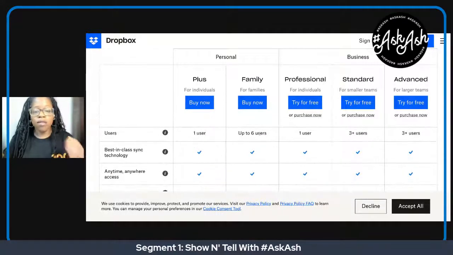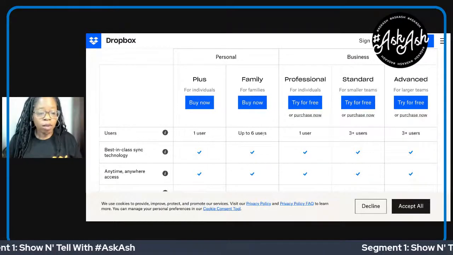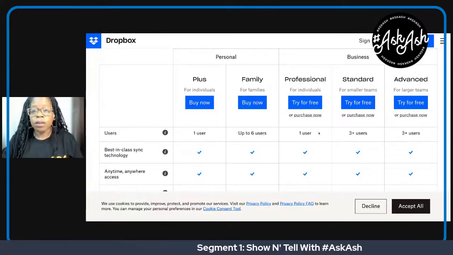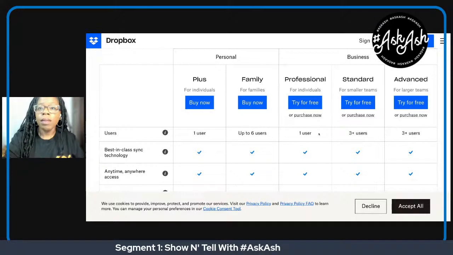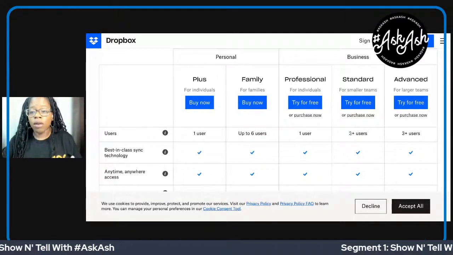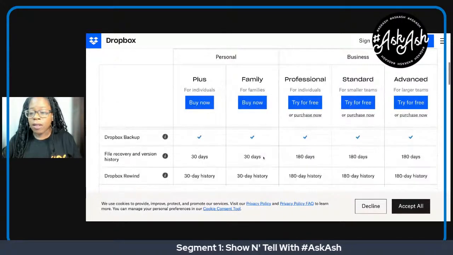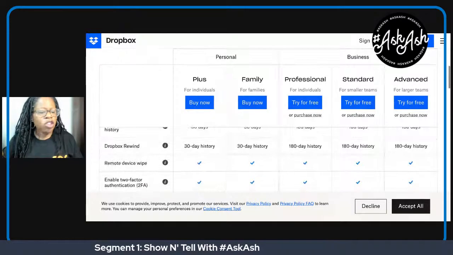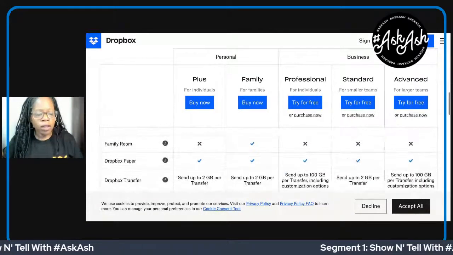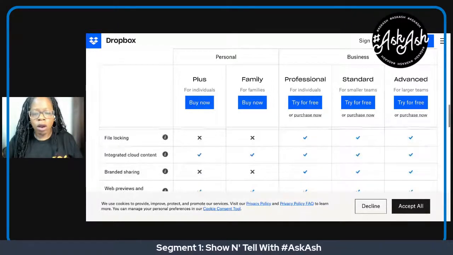Of course, you have the different amounts of users. If it's yourself, that's great. Up to 6 family members. You might have some things with family members, right? Professional, 1 user. Then you also have 3 users for the standard, and the business, and then the advanced. Okay, so you can just look here. You guys kind of know what you need to do to look at all these different things. Again, you're for sure going to see different things that you can do.